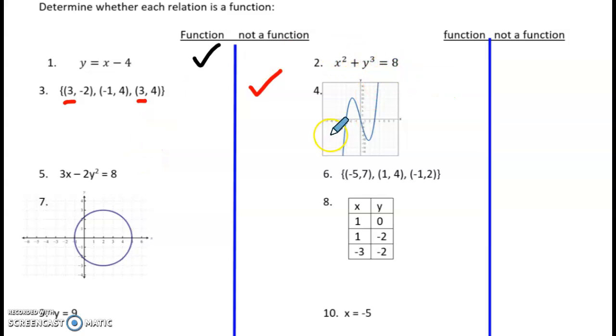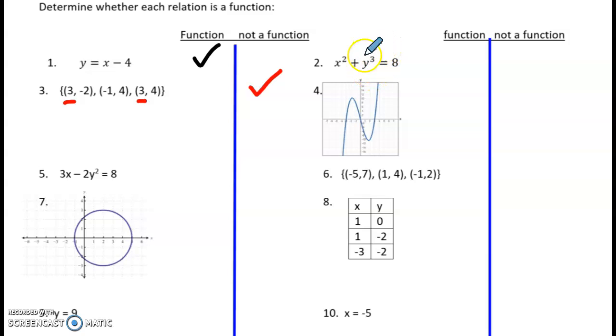Number 2. X squared plus y cubed equals 8. Boy, that's a tough one. Not really familiar with what that looks like. Are you? When we have something that we're not sure what it looks like as far as the graph, you want to look at the variable on the y coordinate, okay?